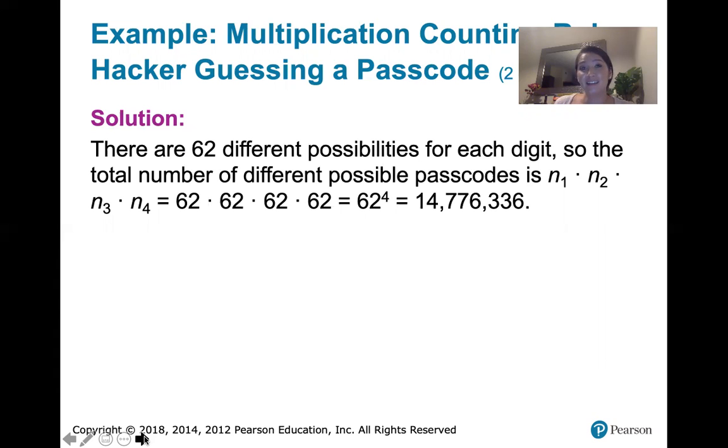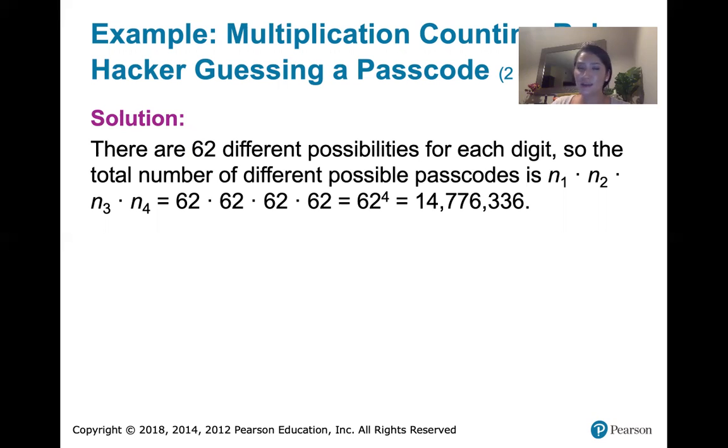Now, because we are allowing people to choose a second digit that is the same as the first digit, you've got 62 possibilities for the second digit, 62 possibilities for the third, and 62 possibilities for the fourth. So the total number of different possible passcodes is just 62 times 62 times 62 times 62, which is 62 to the fourth, which turns out to be this: 14,776,336 passcodes.